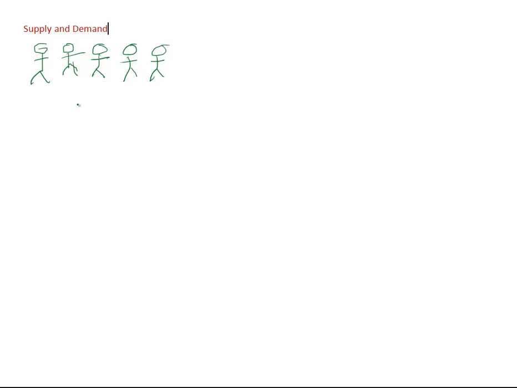Now they have different prices they're willing to pay. The first buyer is willing to pay up to $400, no more. If it's $400 and just one more penny, he's not going to buy any. And that's one of the things the demand curve shows, the maximum price somebody's willing to pay. So let's say this one's 300, 200, 100, and 0.